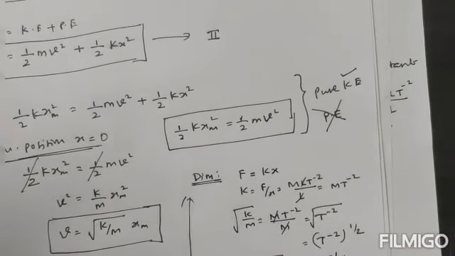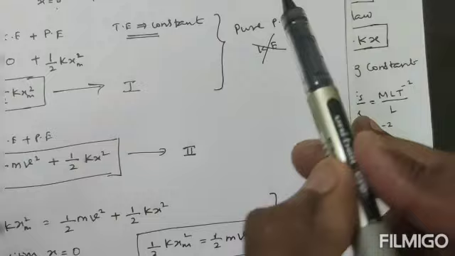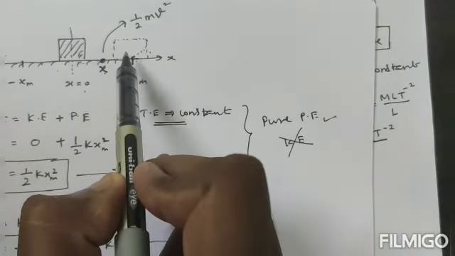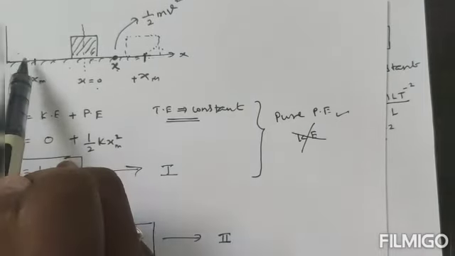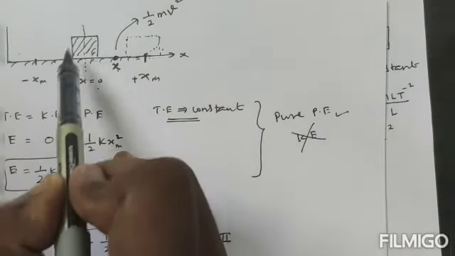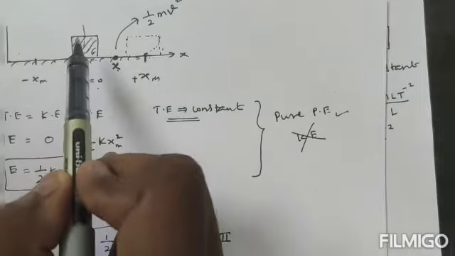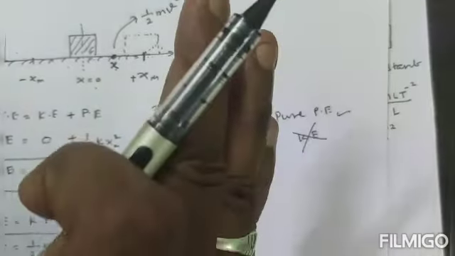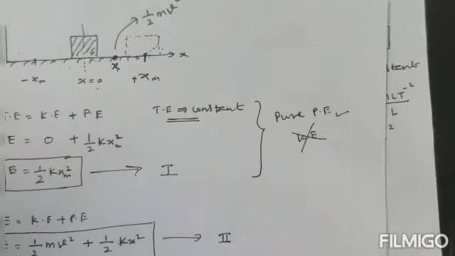So okay students, now you know the idea. In the extreme position, it is purely potential energy, and kinetic energy is 0. Like that on this side also. But at the center, at the equilibrium position, it is purely kinetic energy, and the potential energy is 0. So by using this concept, this idea, I am going to draw one graph now. Let's see now.